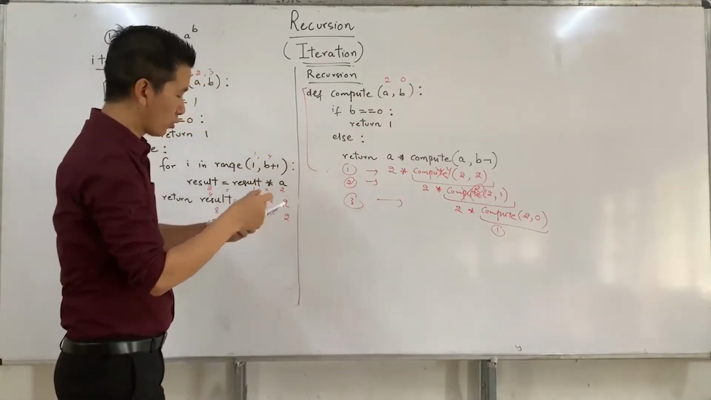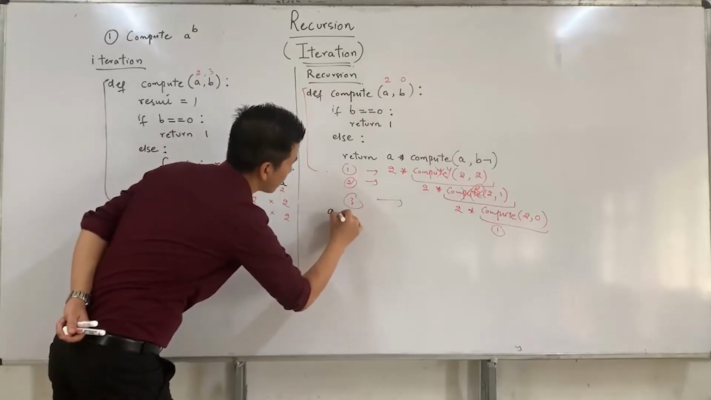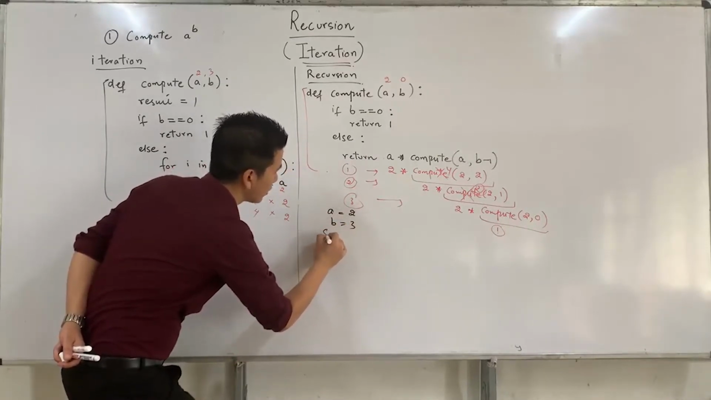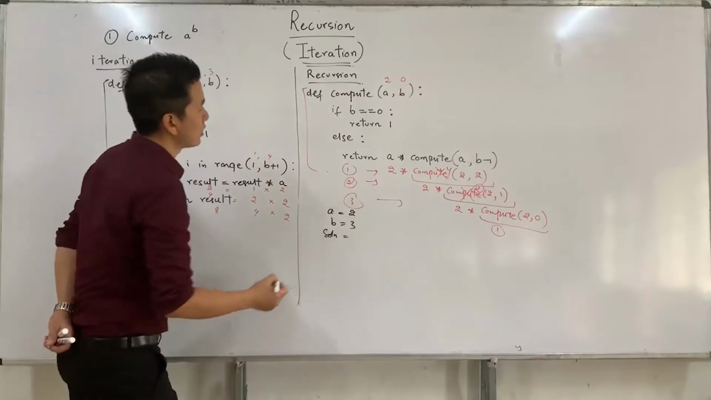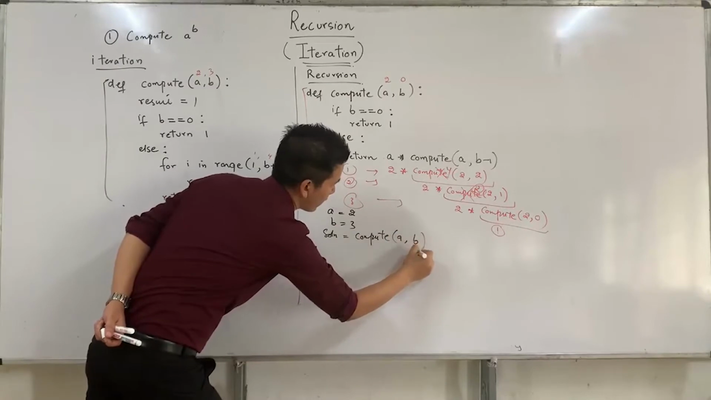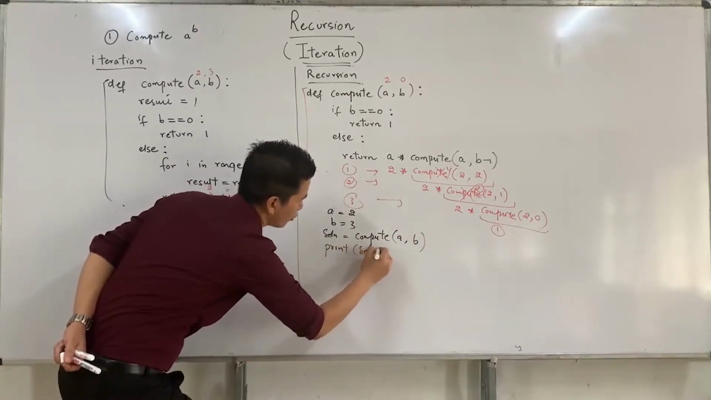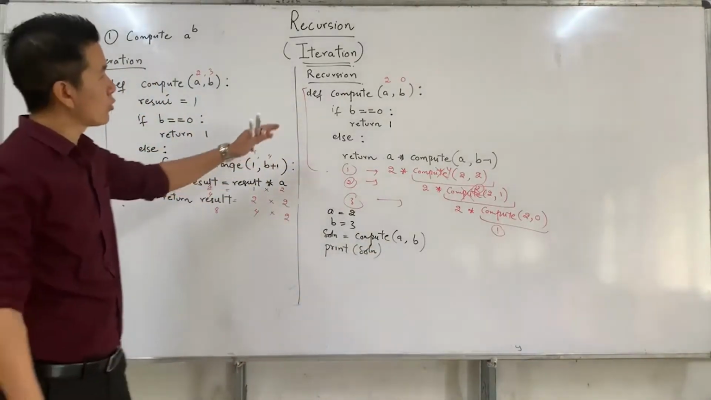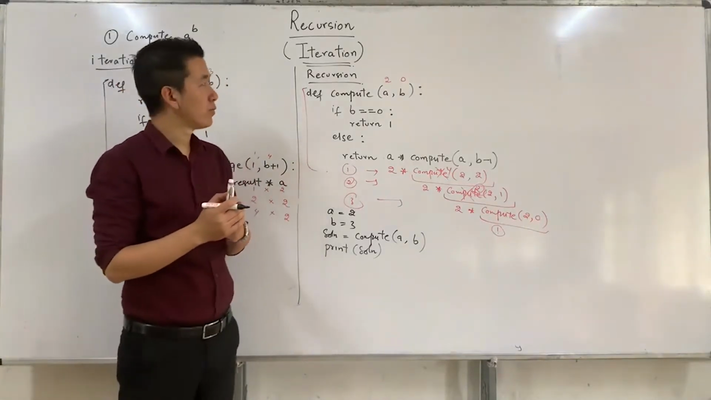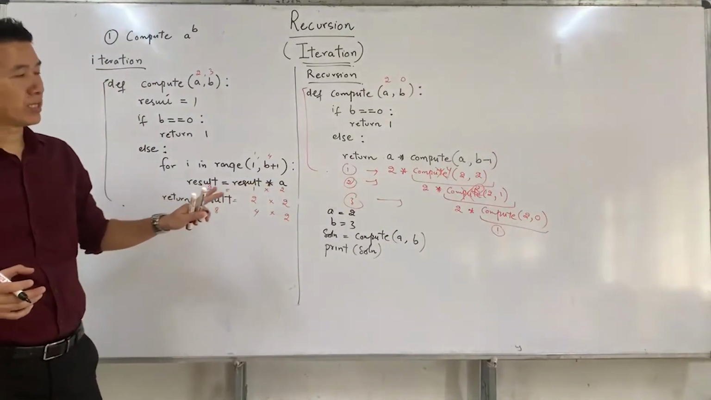So if I could just write the main part of the program, it will look something like this. A is equal to 2, b is equal to 3, and then the solution is equal to the function call of compute, and then I send 2 arguments of a and b, and then finally print the value of solution. Alright, so this is how you write the program, or how you define a function for compute a raised to b using the recursion, and this is with regard to the iteration.